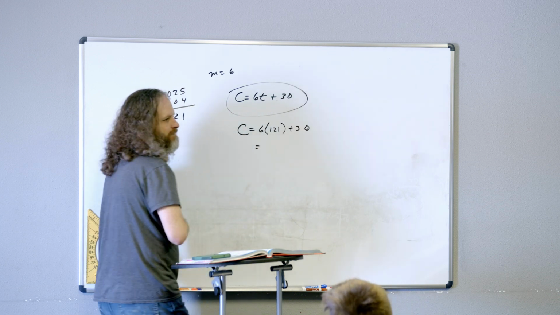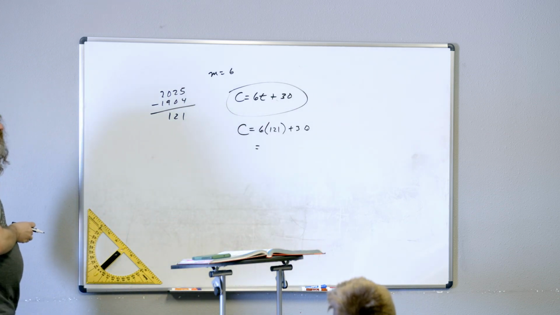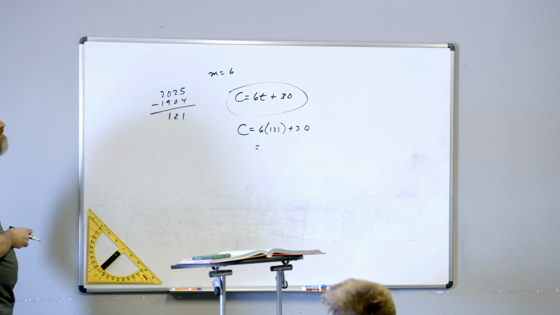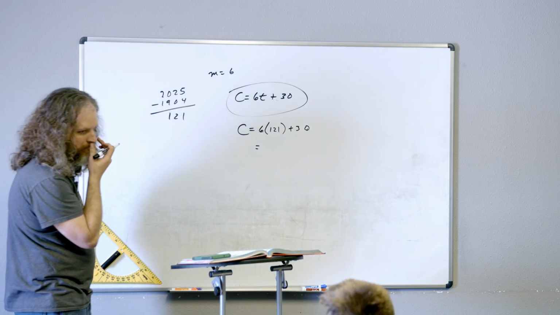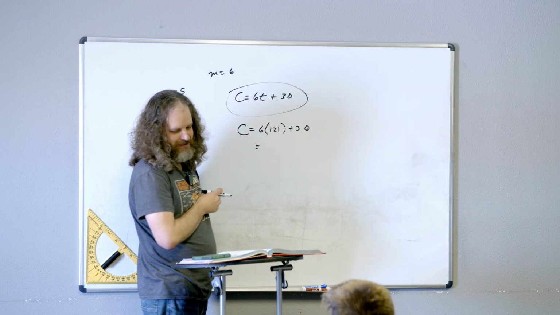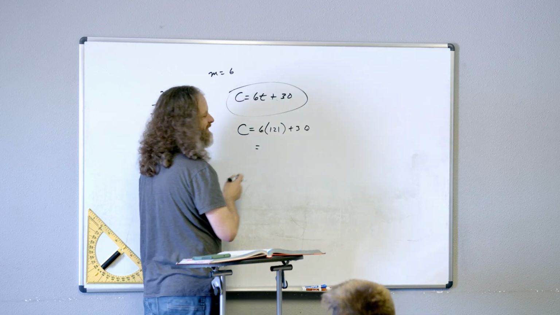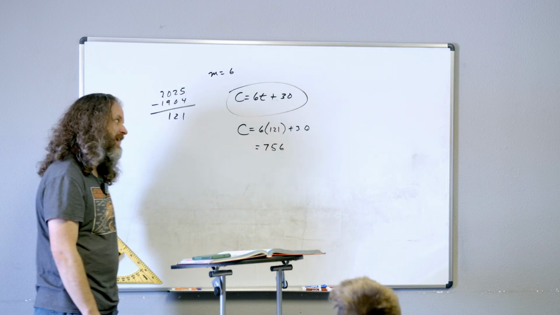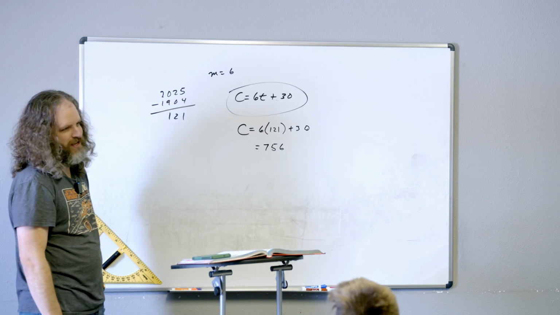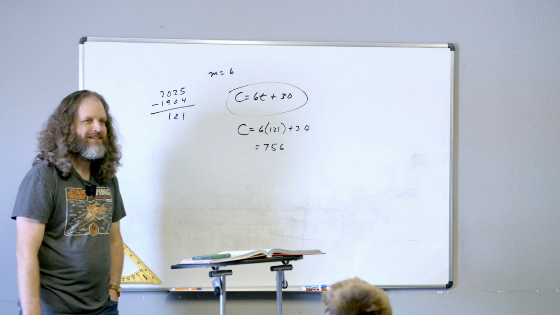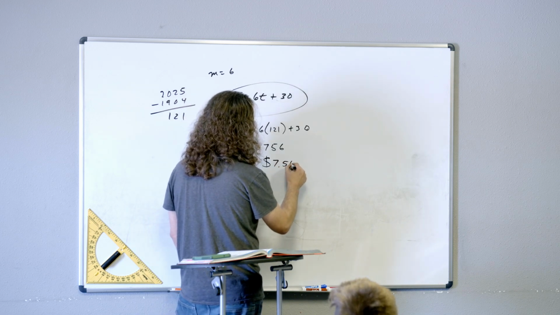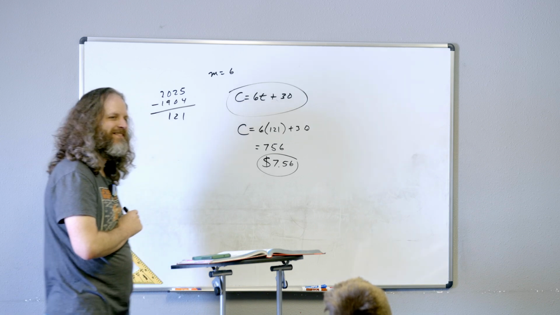Okay, so we end up with what? 750. 726 plus 30, right? So 756. 756 what? Cents. We don't write 756 cents. We need that to be different. So $7.56.